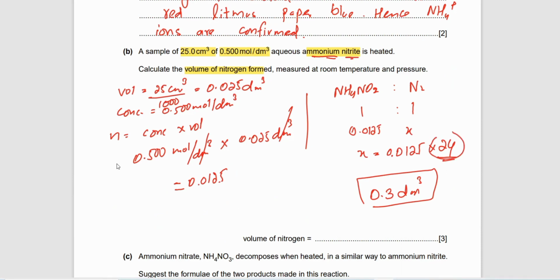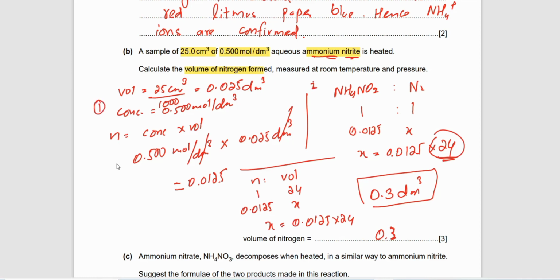Instead of doing this, you can also do a third step: number of moles, ratio, volume. 1 mole is 24 dm cube, and 0.0125 moles is x. So x will be equal to 0.0125 multiplied by 24, 0.3 dm cube. So 1 mark for this, second mark for the ratio, and third mark for finding the volume. So you will get 3 marks.